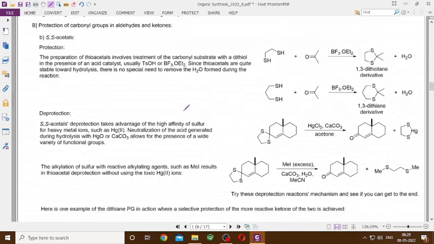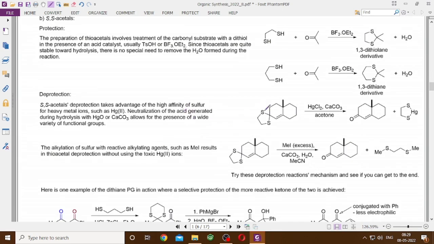Deprotection will require removal of sulfur, and therefore we need thiophilic groups such as mercury. This is conveniently done with HgCl2 in presence of calcium carbonate, in aqueous acetone, where you have this carbonyl forming. The acid that is being generated here is captured by either calcium carbonate or mercury oxide, etc. Obviously you need some water here, so that's basically aqueous acetone.